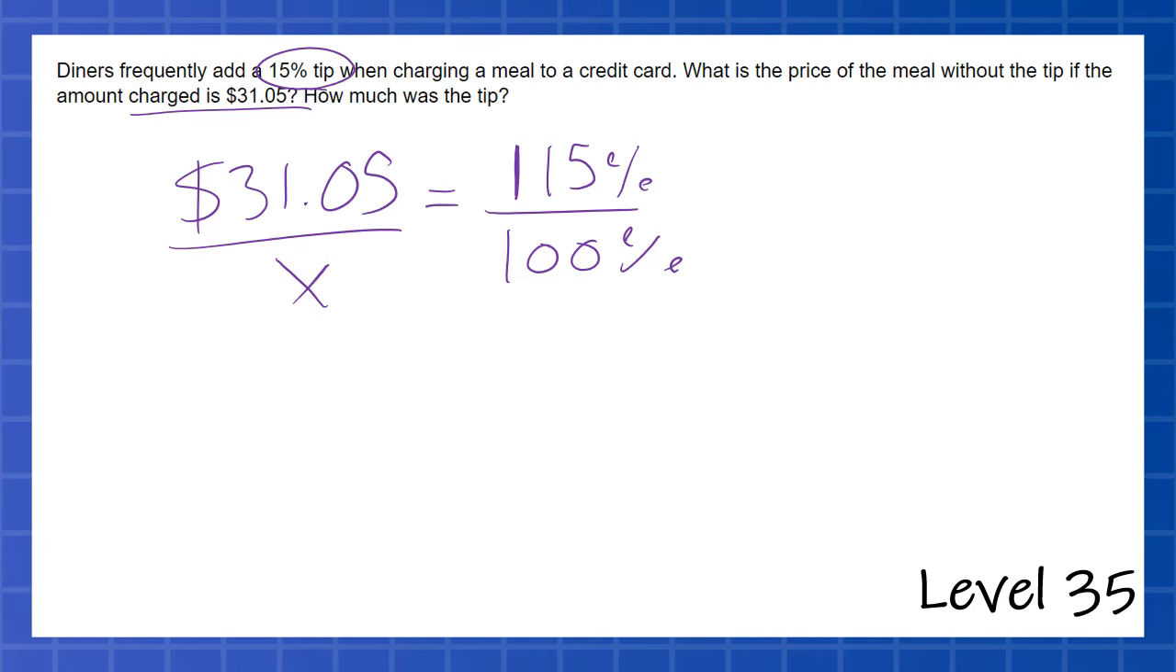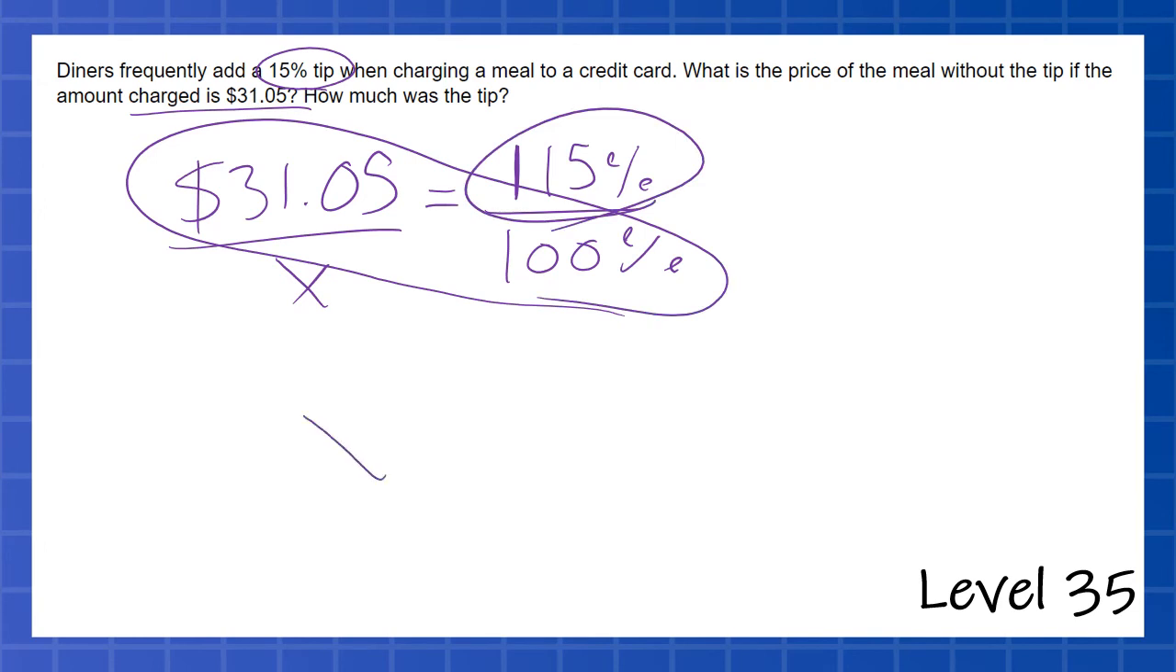Now when we set this up and solve, we're going to go ahead and cross multiply and divide. And when we do that, I got $27 even. Okay. Now, so my answer is $27.